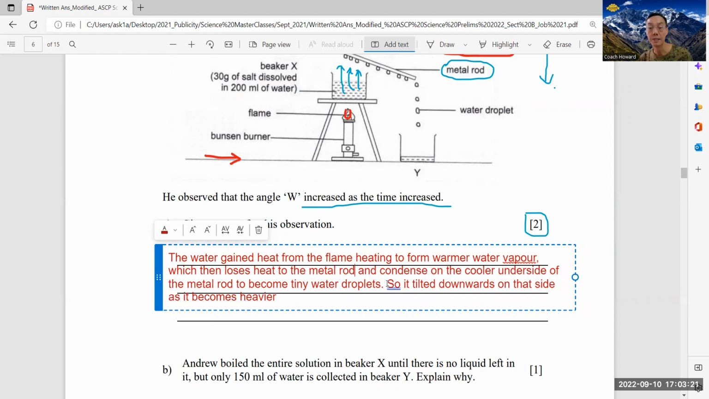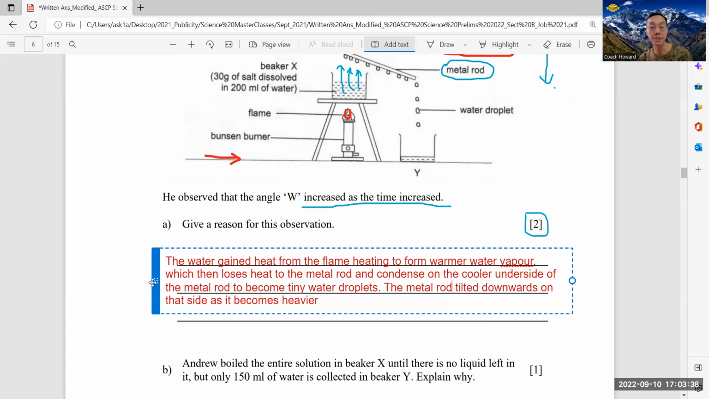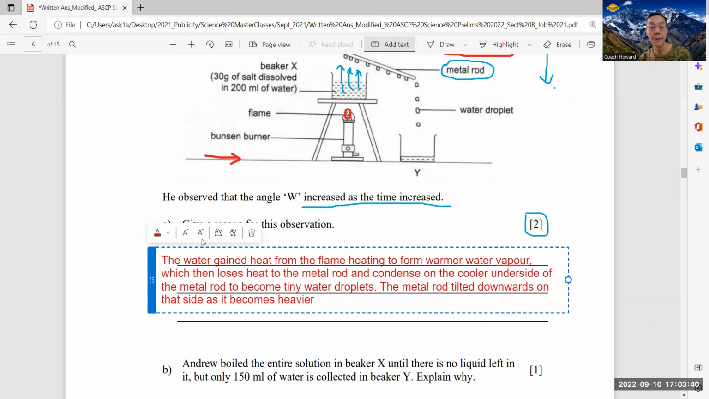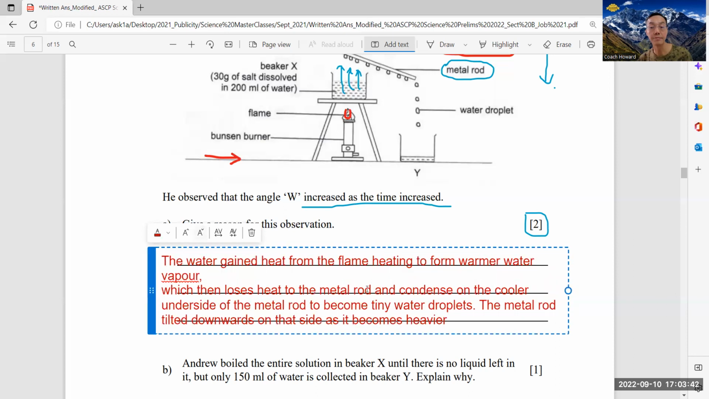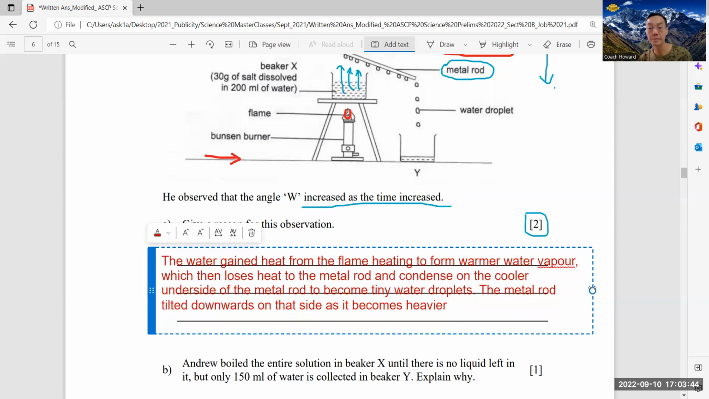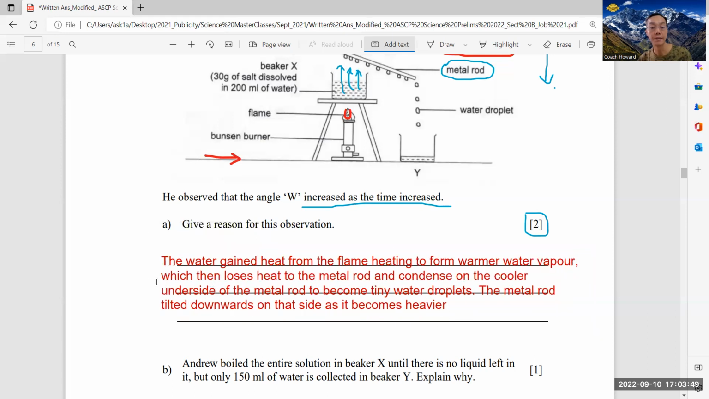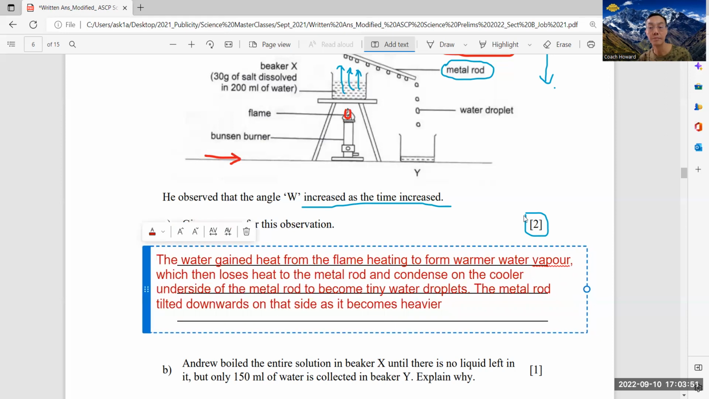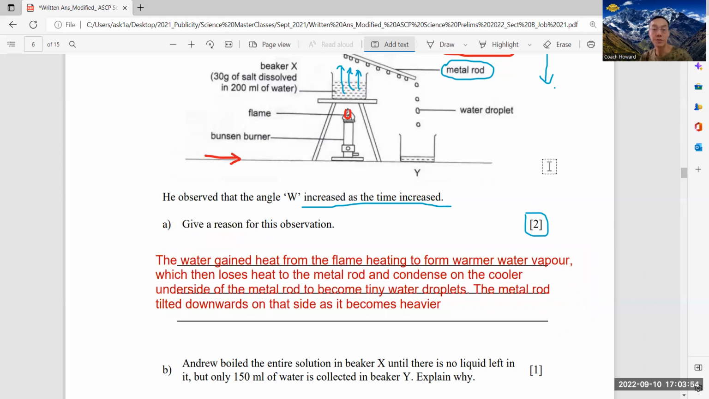The metal rod tilted downwards on that side as it becomes heavier. So this is a full solution. You take note of this.